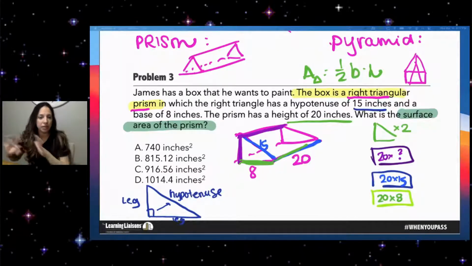Sorry, my phone's buzzing because we have hail coming. And it was like, alert, alert, there's hail.